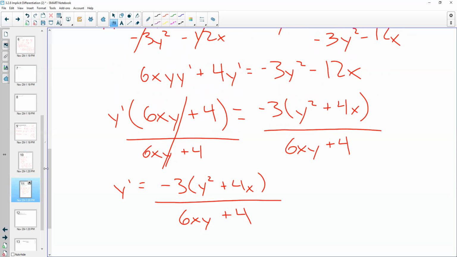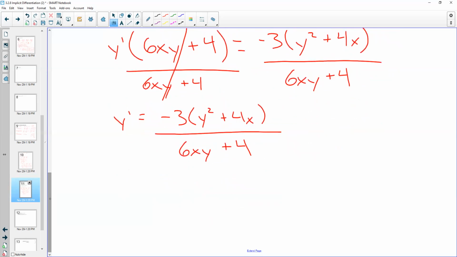So what have we just found? Yeah, the derivative of it, right? So in other words, we have found the general equation for the slope of this function, right? So now let's find the slope at 1, negative 1. Okay, so then we can just substitute in our x's and our y's.